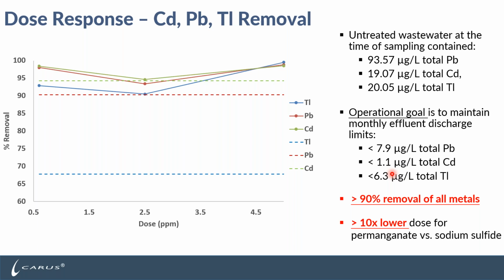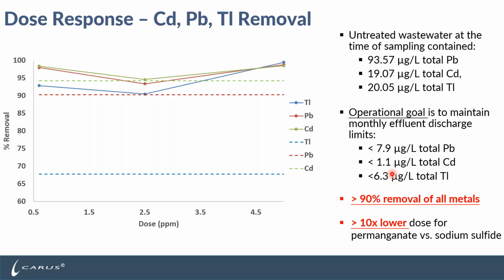This experimental procedure is again similar to what we described before: oxidation and pH adjustment, followed by coagulant and polymer addition for solid settling. The concentrations of each metal at the time of sampling were around 95 micrograms per litre, or ppb, total lead, 19 ppb total cadmium, and 20 ppb total thallium. The treatment goal is to maintain monthly effluent discharge below 6.3 ppb thallium, 1.1 cadmium, and 7.9 lead.